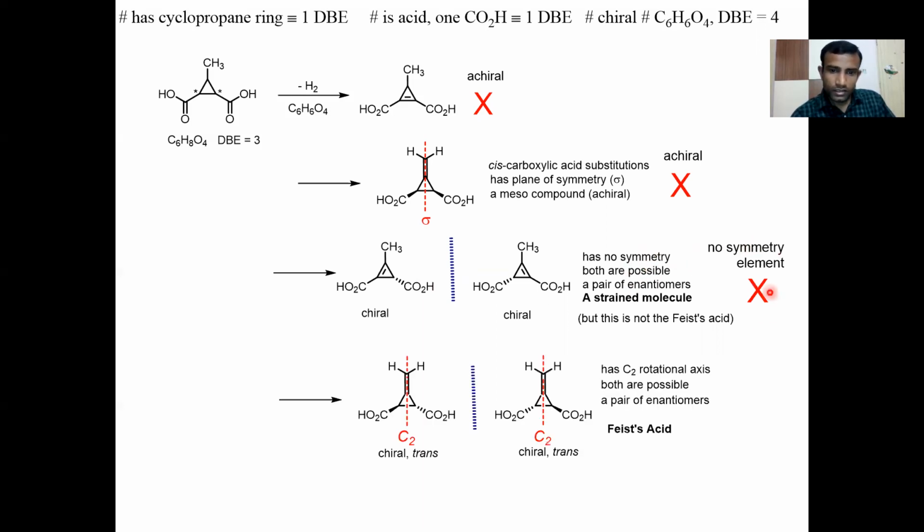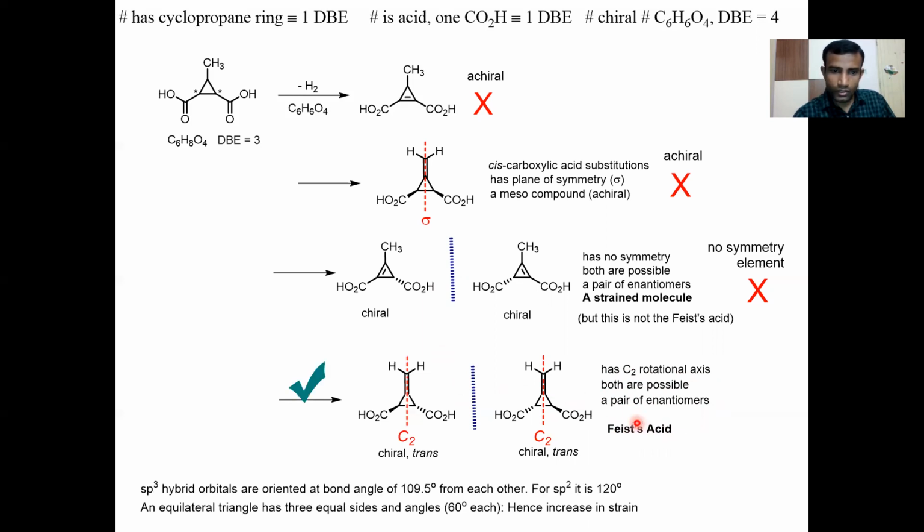So the final one, if you consider just this molecule which is cis, and make it trans, in this case this is a chiral molecule and it has a C2 rotational axis, this C2 symmetry element. In the same way, this is also an enantiomer of this molecule, so this also is present as a pair of enantiomers. So you don't know which one is natural, right? It is difficult for you, but these two are the possible answers at this point. One has a C2 rotational axis, both enantiomers are possible, a pair of enantiomers, and this is your Feist acid. So this is your answer.